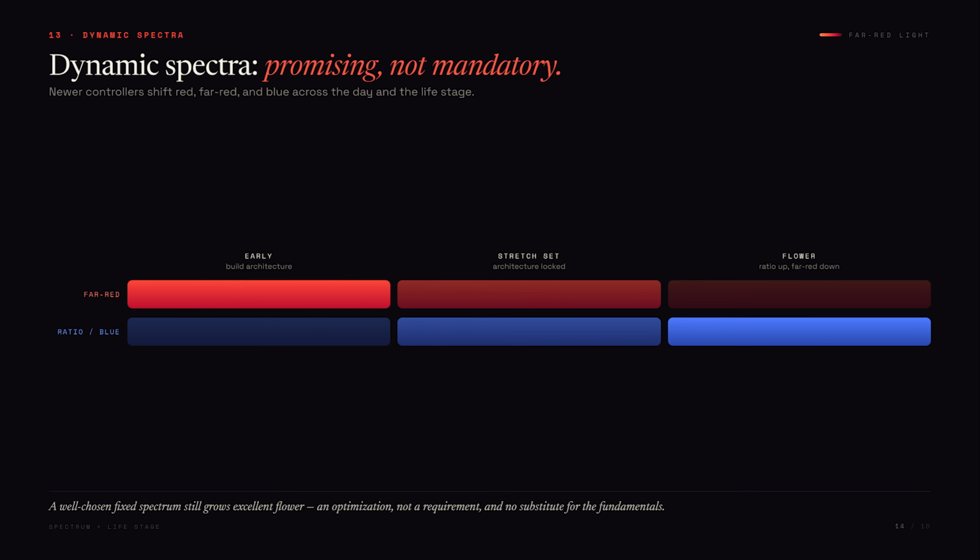But I'll temper the hype. You'll hear that this makes a simple fixed spectrum setup obsolete. It doesn't. A well-chosen static spectrum still grows excellent flower, and most of the best harvests in the world are still produced under fixed lights. Dynamic control is an optimization, not a requirement, and it's no substitute for getting the fundamentals right.